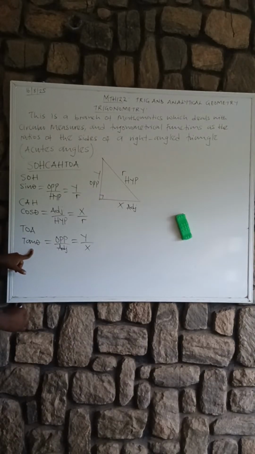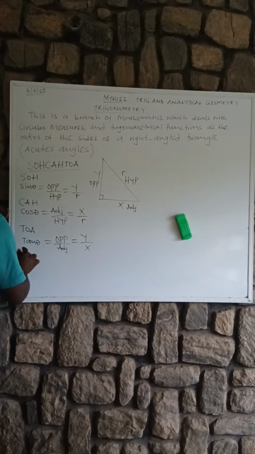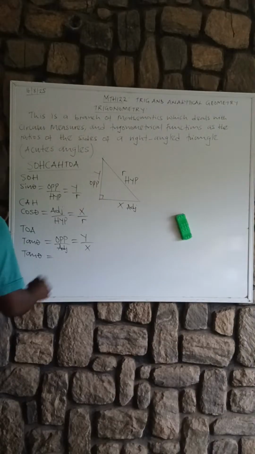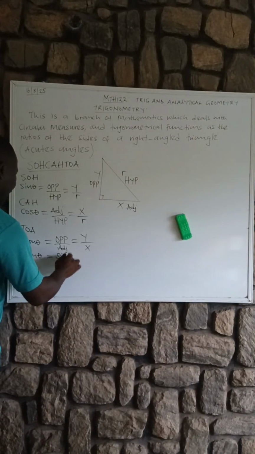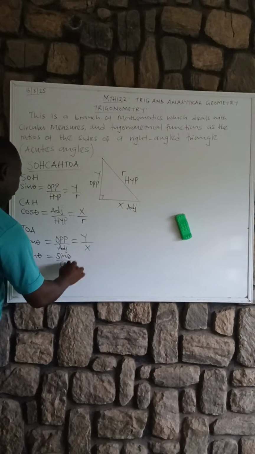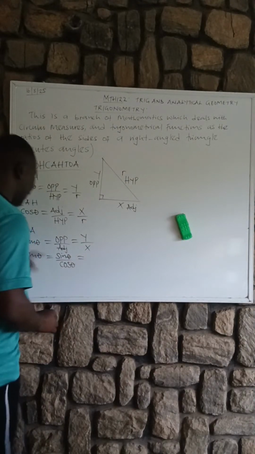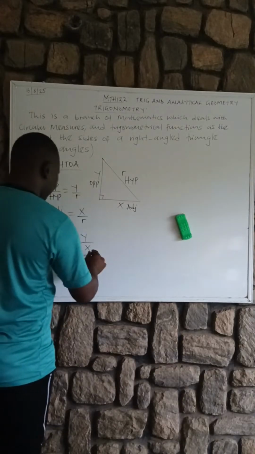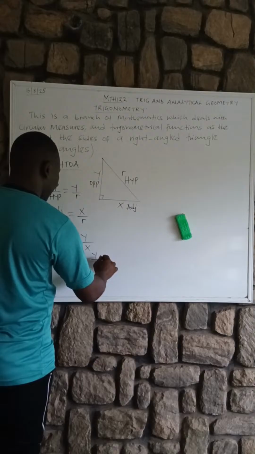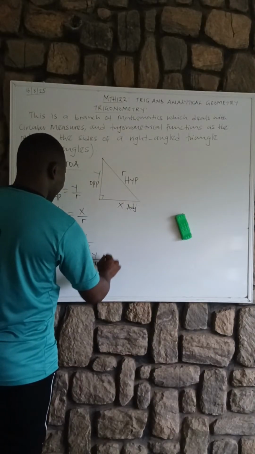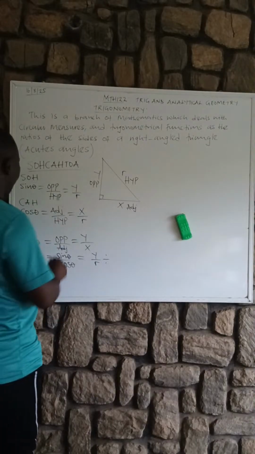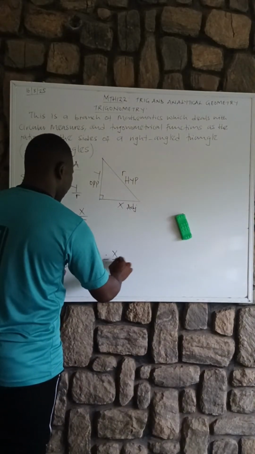Note that tan theta is the same thing as sin theta all over cos theta. True or false? It's true, right? So as you can see, our tan theta is equal to sin theta all over cos theta. Then what is our sin theta? Sin theta is y all over r, then divided by cos theta. What is cos theta? Cos theta is x all over r.